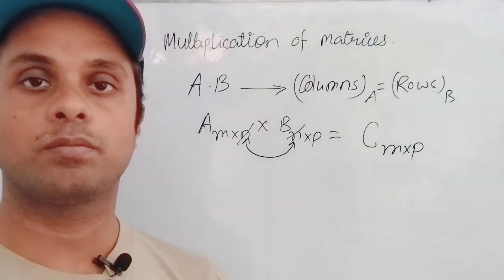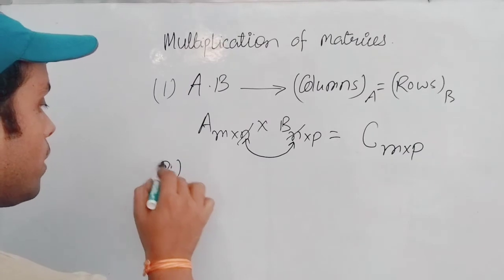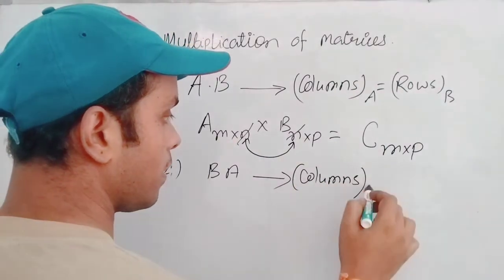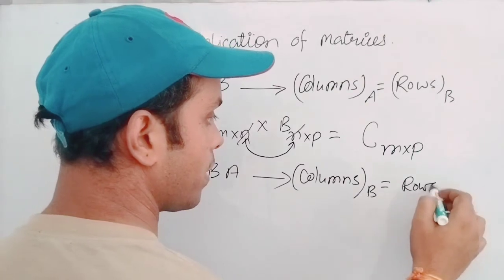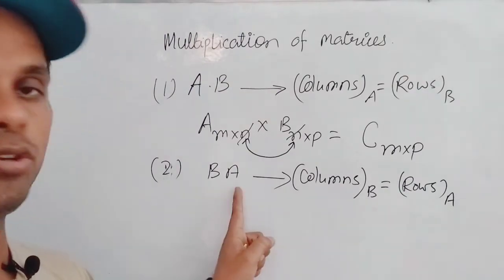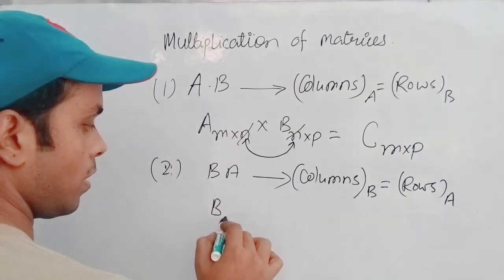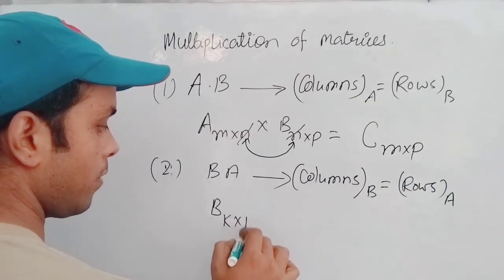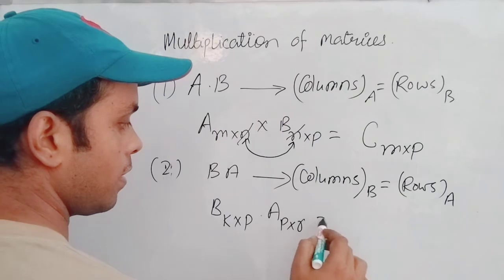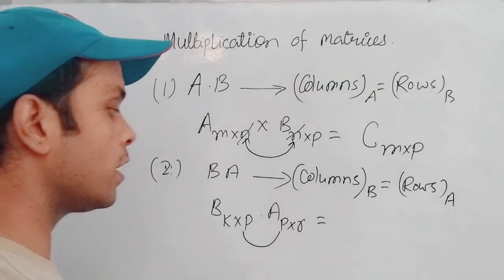When is multiplication B into A possible? Look, B into A is also possible if the columns in matrix B are the same as the rows of matrix A. Only then can we multiply in the order B into A. For example, if the order of matrix B is anything, K by P, and the order of A is P by R, then look here, the number of columns in B is the same as the number of rows in A. So this multiplication is possible.